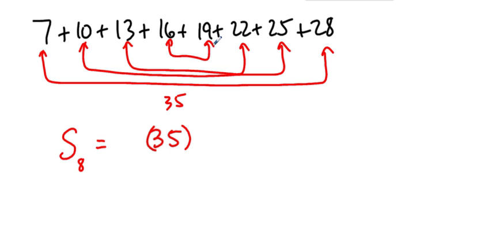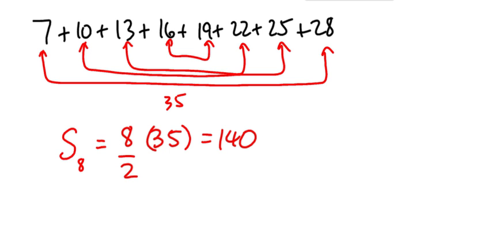Where does the 4 come from? Well, there are 8 numbers in the list, and we pair them up. There are 4 pairs that add to 35, and that's 140. Now that's much easier than adding the numbers from left to right, and it's generalizable.